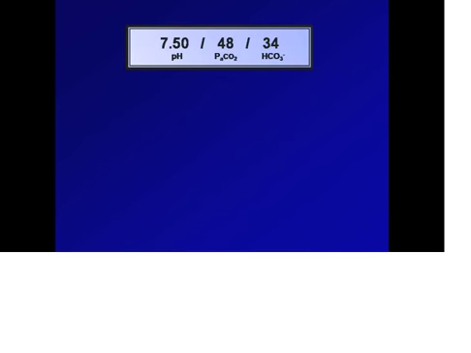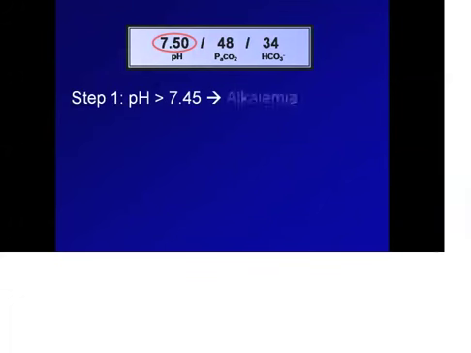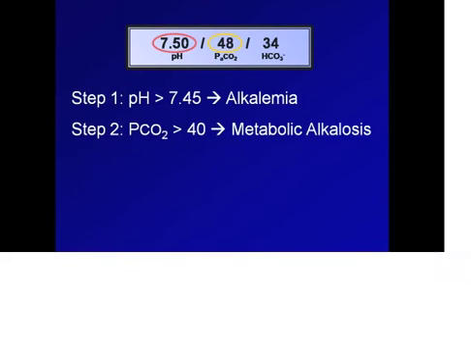Here is example 1, where the pH is 7.50, the PCO2 is 48, and the bicarb is 34. Steps 1 and 2 of acid-base analysis remain the same, checking the pH, and then the PCO2, and then step 3 will be evaluating compensation. So first, the pH of 7.50 is higher than normal, so therefore this patient has an alkalemia and at least one alkalosis. Next, look at the PCO2 of 48. This is higher than the normal PCO2 of 40. Since the pH and PCO2 are deranged in the same direction, the problem here is metabolic in origin and thus a metabolic alkalosis.